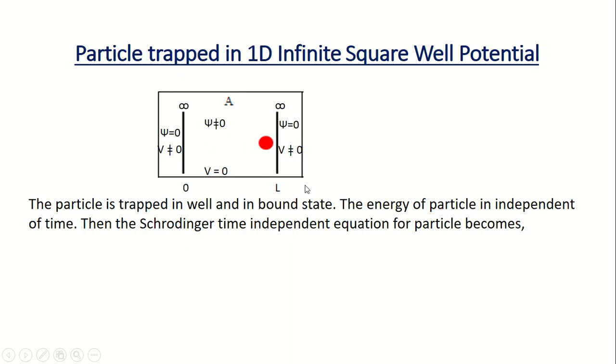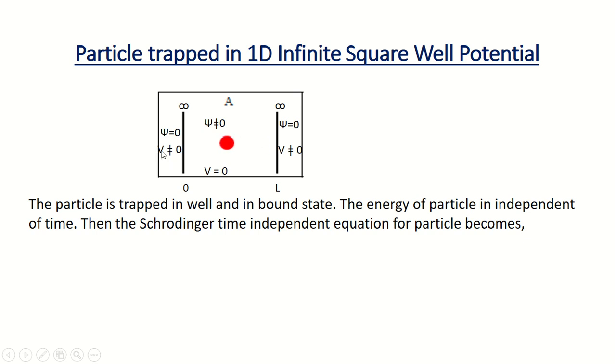Hello everyone. In the previous video we have seen Schrodinger's time independent wave equation, and now we are going to study one application of this equation, that is a particle trapped in a one-dimensional infinite square well potential. Now this is the case. This particle is trapped along a line, that means it is one-dimensional.